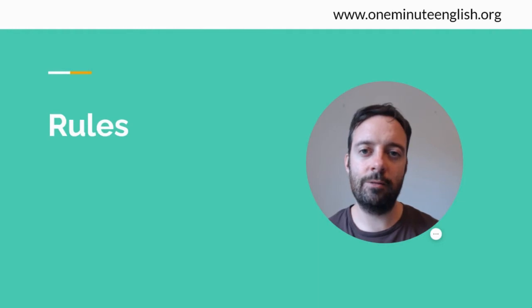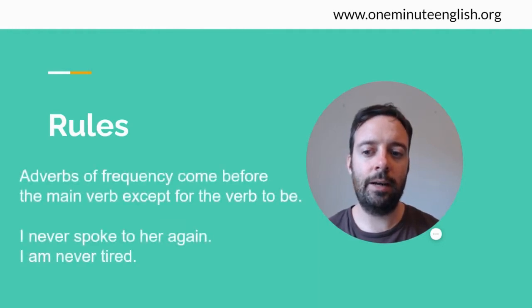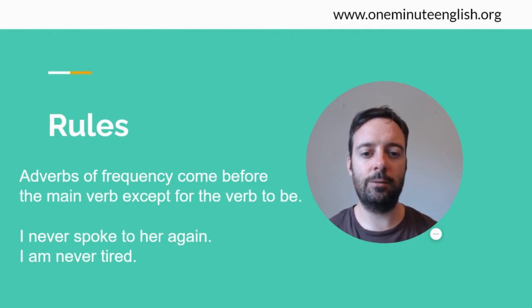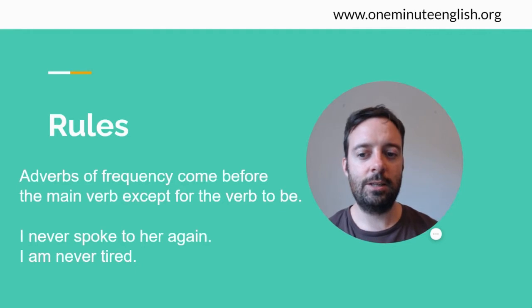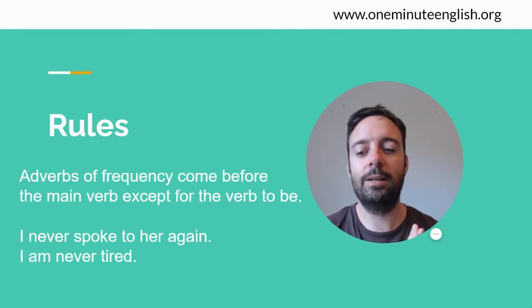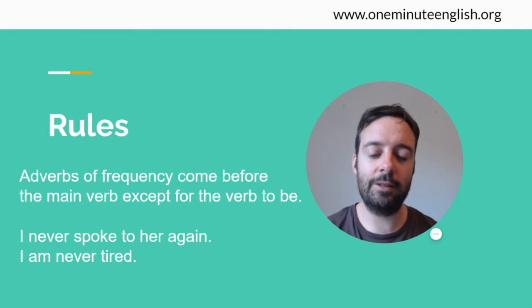So let's look at the rules and the position, okay, of the adverbs of frequency. So adverbs of frequency come before the main verb, except for the verb to be. So to be is an exception, right? Let's look at some examples. So I never spoke to her again. So never is before spoke, which is the main verb. Okay, so it's usually before the main verb, except for the verb to be. It comes after the verb to be.